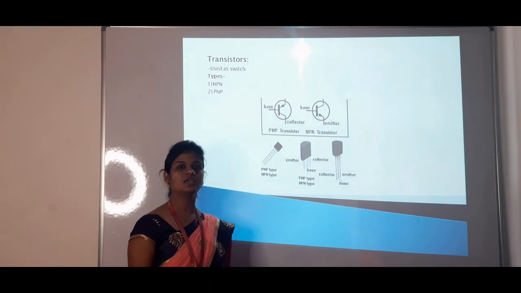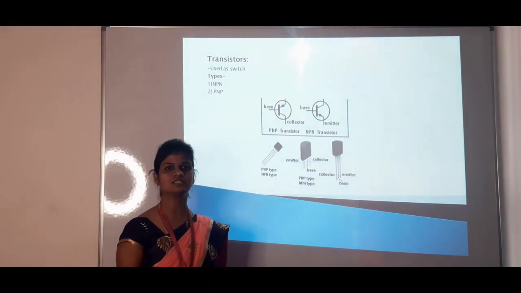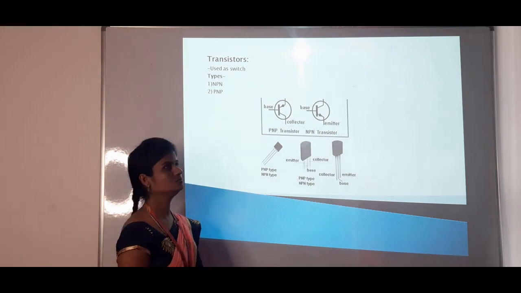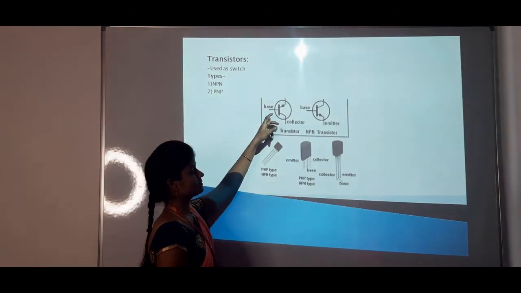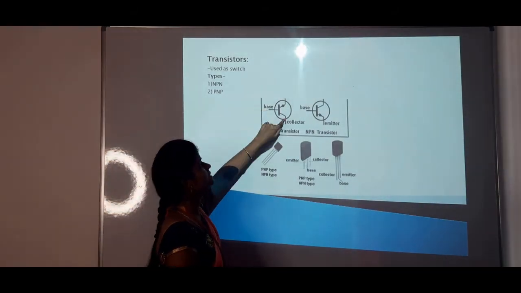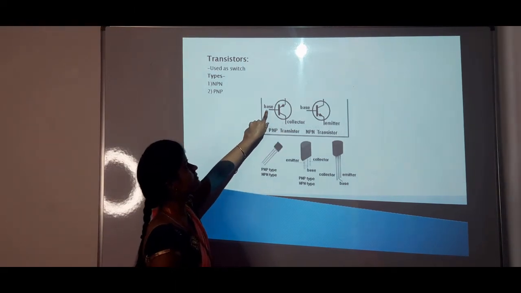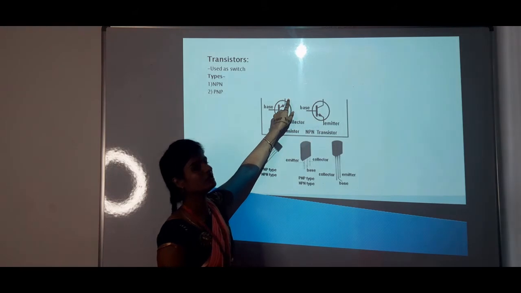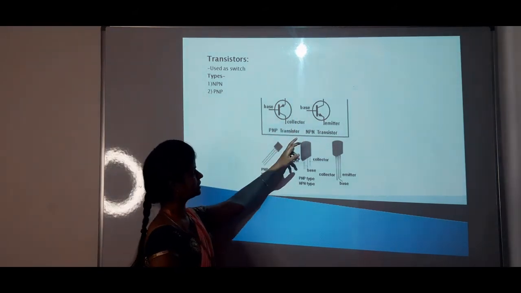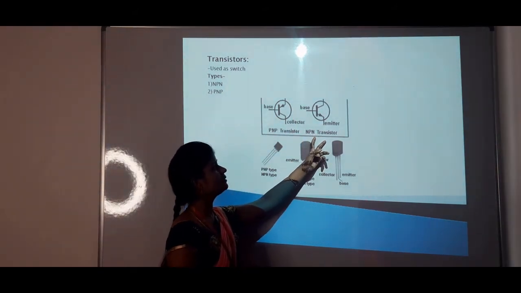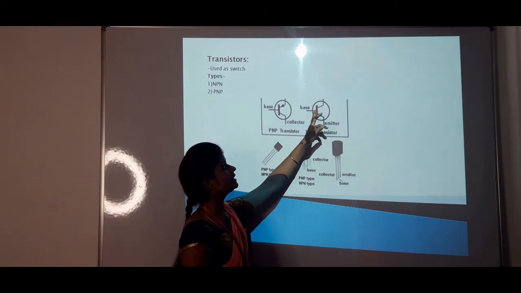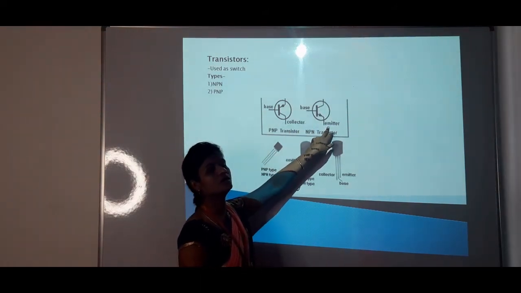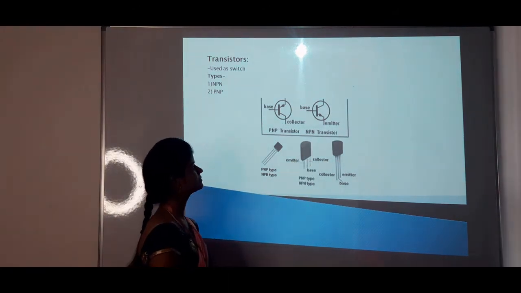First one is the collector terminal, second one is the base terminal and third one is the emitter terminal. In the symbol, here it is the collector terminal, base terminal and the upper terminal is the emitter terminal. And in case of the NPN transistor, here it is the collector terminal, base terminal and the emitter terminal.